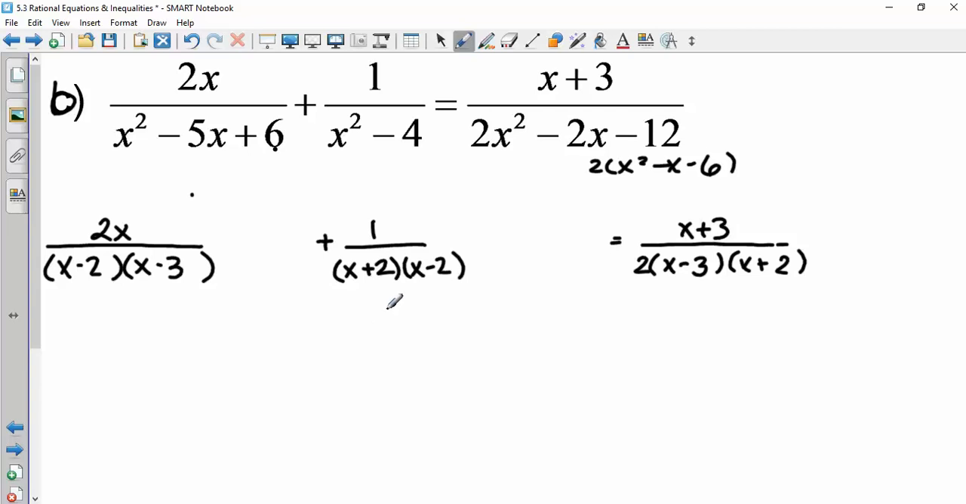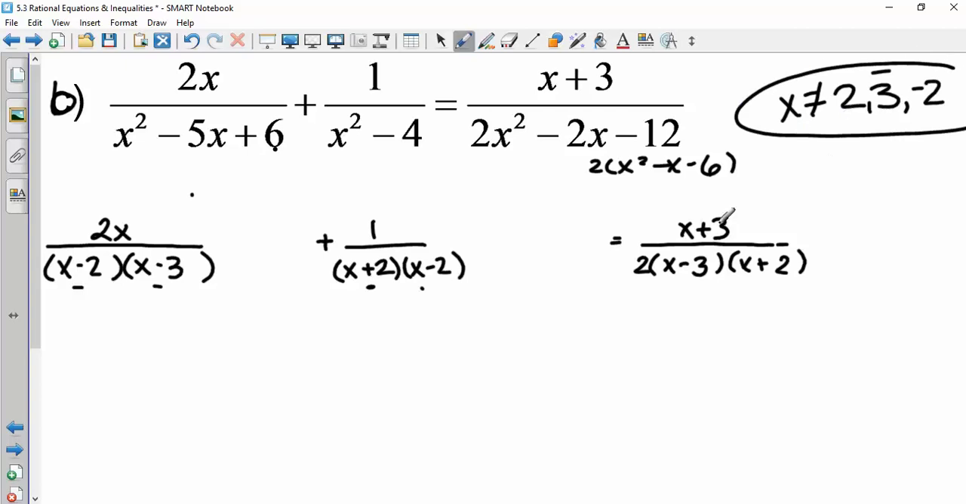Okay. So let's write down what x cannot equal. What would make x minus 2 zero? 2. What about x minus 3? 3. Okay, looking at all of our fractions. This one, x plus 2, so x can't be negative 2. X minus 2 would just give us a 2, which is already on the list. Does this fraction give us anything new? No. So there are 3 things that x can't be this time.